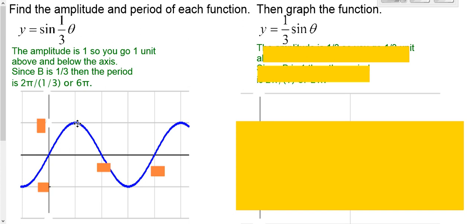It goes up to a height of 1, so I'm going to mark my height as being 1. Goes down to a depth of -1 because my amplitude is 1, so I need to go 1 on each side. One full period goes to here, so I need to mark this value right here as my period of 6 pi. So this is 6 pi. By the way, this would then be halfway in between, so that's going to be 3 pi.